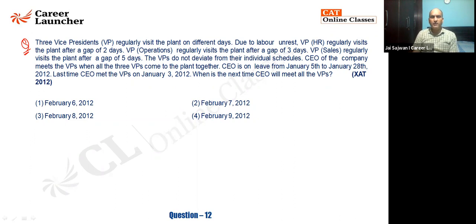3 vice presidents regularly visit the plant on a different days. Due to labor unrest, VP HR visit the plant after a gap of 2 days. Gap of 2 days means VP HR is taking a gap of 2 days. Means if he is coming there, he will take a gap of 2 days, means not 2 is added, it will be 3. For example, if your VP HR is coming on first day, he is not coming on second day, third day, he will come on fourth day. He will not come on fifth day, sixth day, he will come on seventh day. So common difference is not 2, it is coming out to be 3.